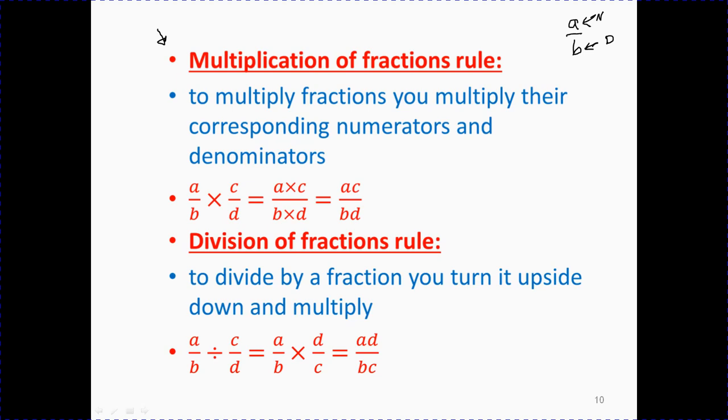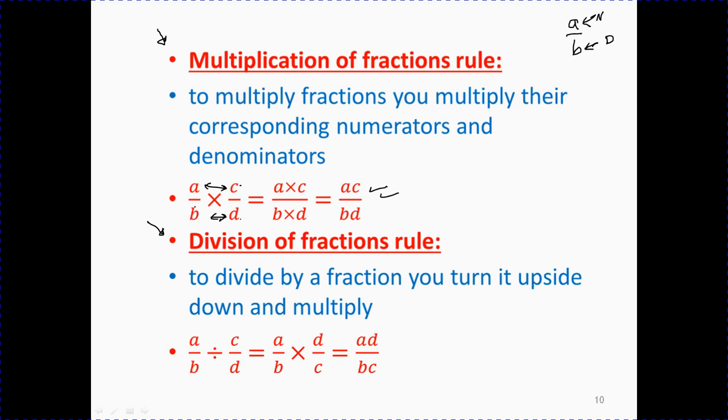To multiply fractions, you multiply the corresponding numerators and denominators, which means that if you have a over b times c over d, you multiply the numerators by each other and the denominators by each other. So this is a times c, ac, divided by b times d, bd. It's very simple and direct, and there is no problem. You multiply numerator by numerator and denominator by denominator.